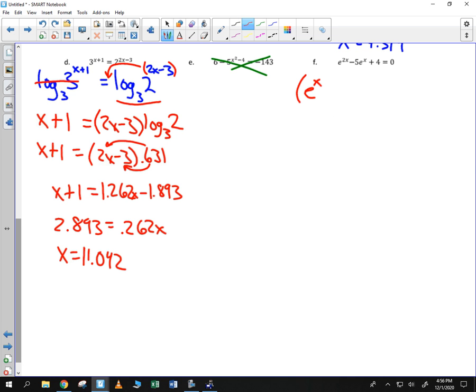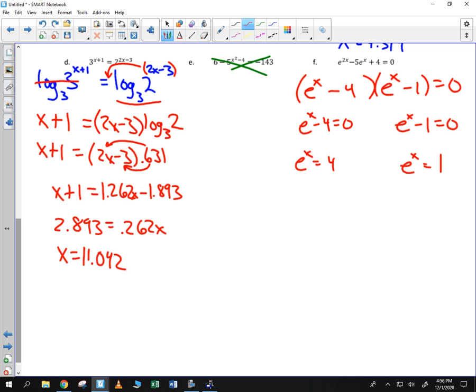We have e to the x times e to the x is what gives you e to the 2x. It's a minus 4 and it's minus 1. So e to the x minus 4 is equal to 0, and e to the x minus 1 is equal to 0. So e to the x equal to 4, and e to the x is equal to 1. How do we get rid of e? Take the natural log of both sides.